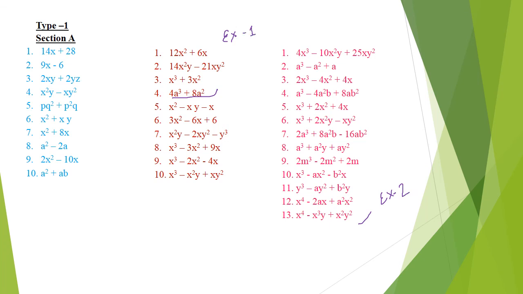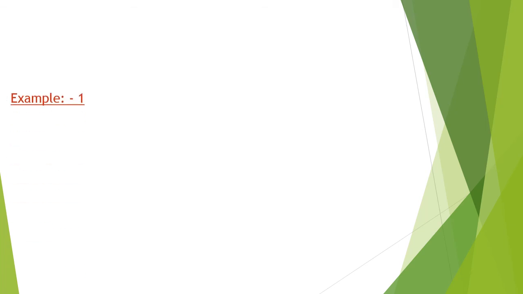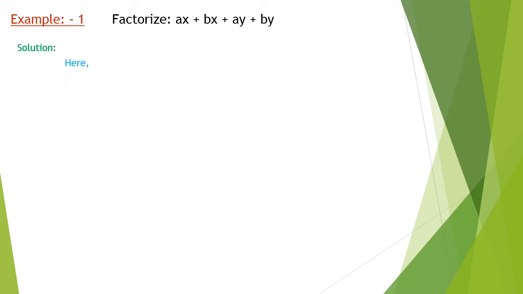Now let's move from trinomial to polynomial. Now section B, if you remember, then that was section A. We conclude section A, and section B includes 4 terms. We will arrange the terms and take the common, and this process will be done in section B. See, example 1 of section B. Now this is the factorization. It includes 4 terms, so we can call this a polynomial.